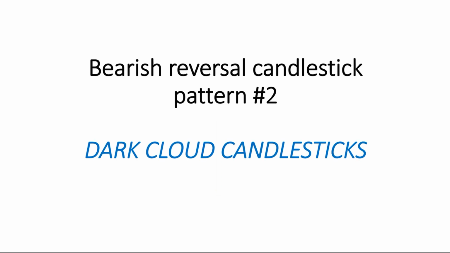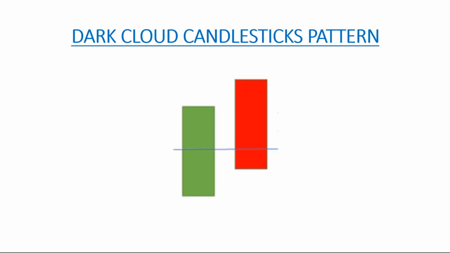Let's jump to bearish reversal candlestick pattern number 2, the Dark Cloud candlestick. The Dark Cloud candlestick pattern is a 2-candle pattern. The first candle is bullish and indicates the continuation of the uptrend. The second one is a bearish candle that opens with a gap up but then closes below more than 50% of the previous candle's actual body. This shows that the bears are back in the market and a bearish reversal is possible.